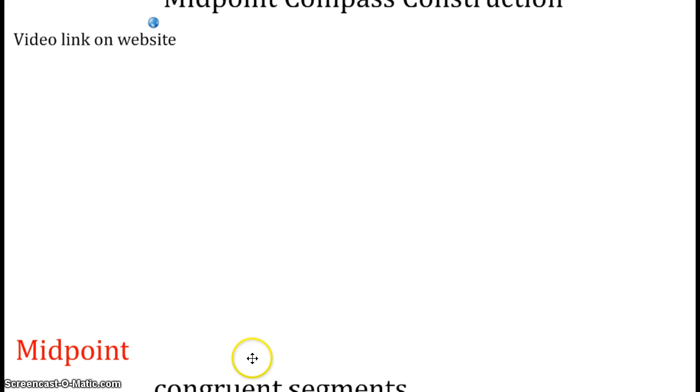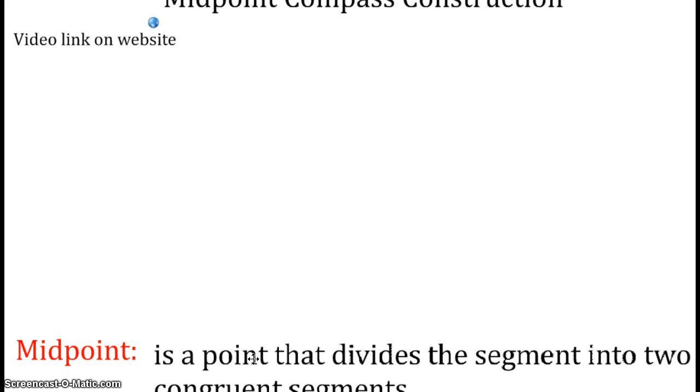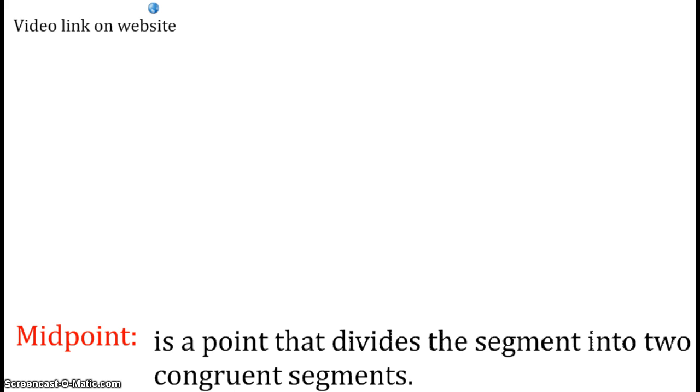Hopefully you realize that the midpoint of a segment is a point that divides the segment into two congruent segments. If you didn't already watch the video on between and congruent, you'll know that congruent means equal. So a midpoint is a point that divides segments into two equal congruent segments.